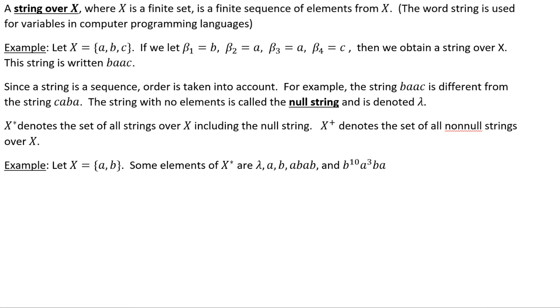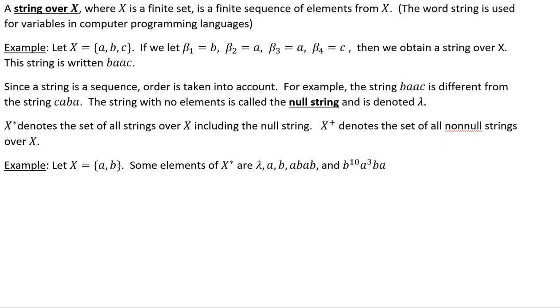So let's read this. A string over X, where X is a finite set, is a finite sequence of elements from X. The word string is used for variables in computer programming languages. Here's an example. Let X be the letters A, B, and C. Let beta sub 1 equal B, beta sub 2 equal A, beta sub 3 equal A, beta sub 4 equal C. Then we obtain a string over X, and the string is written BAAC. Now the word does not make any sense, but it doesn't matter. It's BAAC, and that's a string over X.